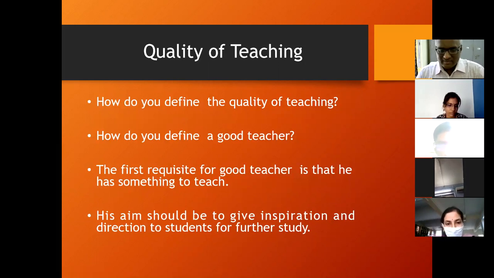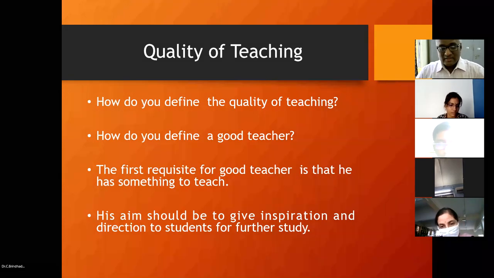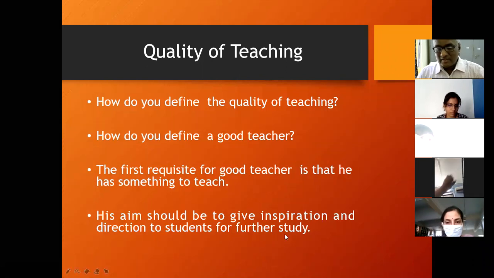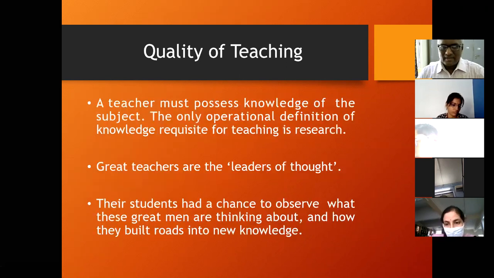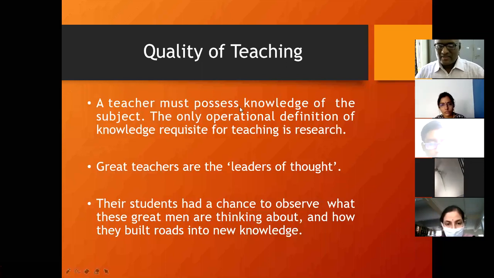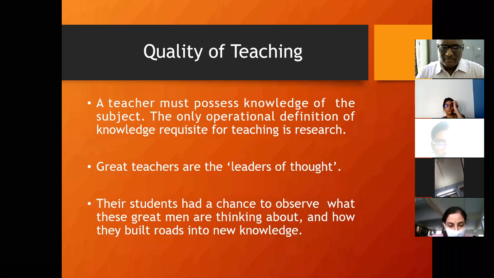What is something? Something means teaching in the classroom or outside the classroom which is beneficial to the students. So the aim of the teacher should be to give inspiration and direction to the students for further study. It means a student who learns from a teacher should get inspiration and study further on his own. Okay, who is a good teacher? A teacher must possess knowledge of the subject. Suppose you are teaching a science subject, commerce subject, or language subject. You should have knowledge about the subject.